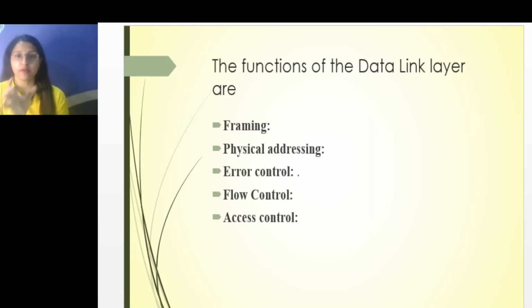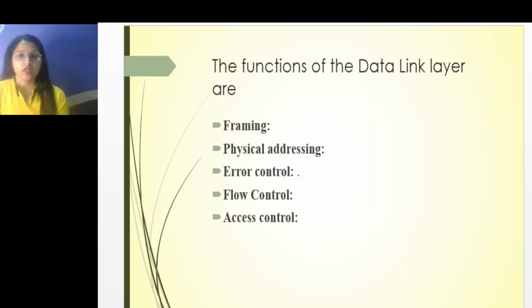So frames will be passed to the lower layer, and then frames will be received by the physical layer, and it will divide them into the bit pattern. So the concept of framing comes under the data link layer. Next, as we have already seen, after creating the frames, it will encapsulate them using the physical address of the sender and the receiver.